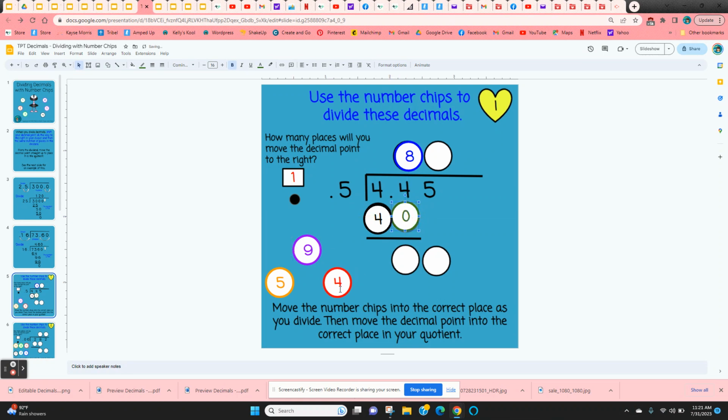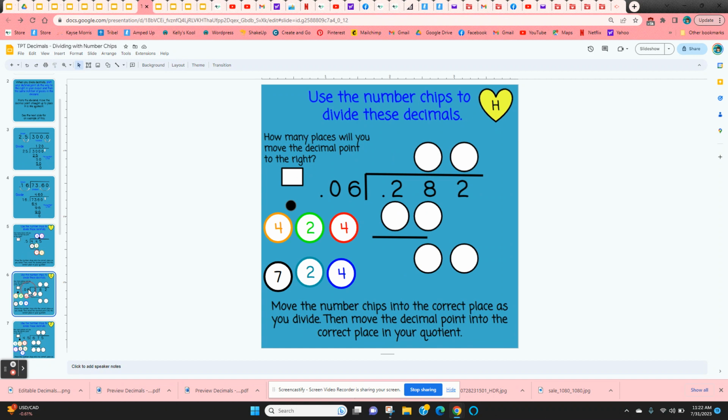They subtract, they get 4, bring down the 5, and then 5 goes evenly into 45 9 times. Now the decimal point is also movable, so if we had to move the decimal point one place to the right, that would place it between the 4 and the 5, and then we just move it straight up into our quotient. So they move the decimal point, and that's their division.